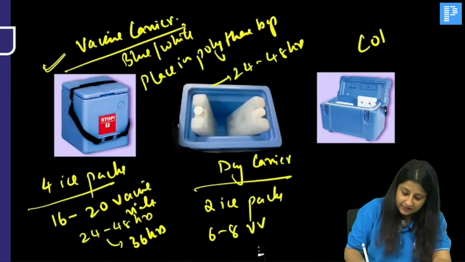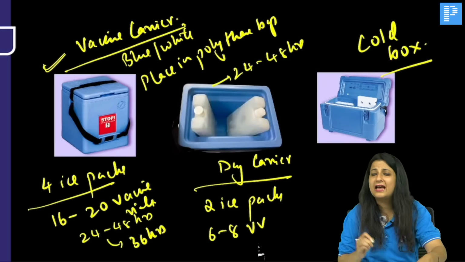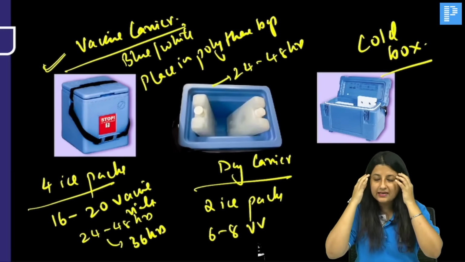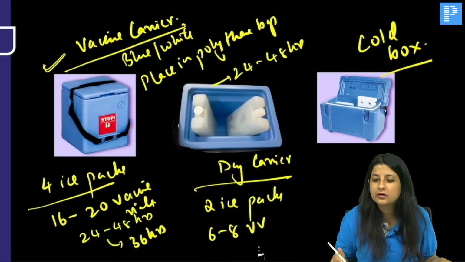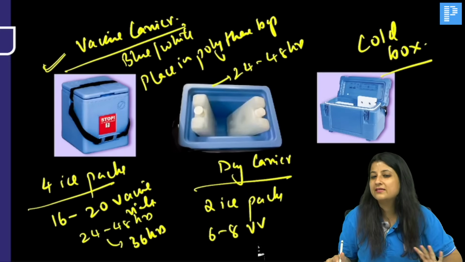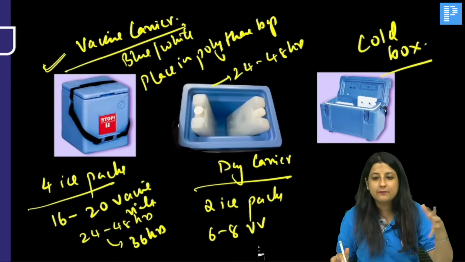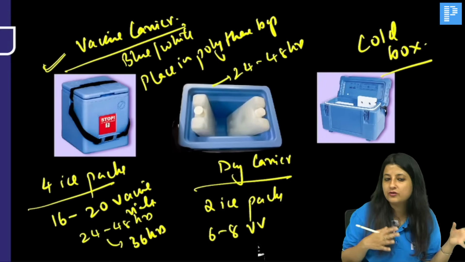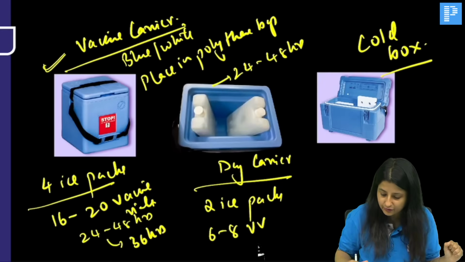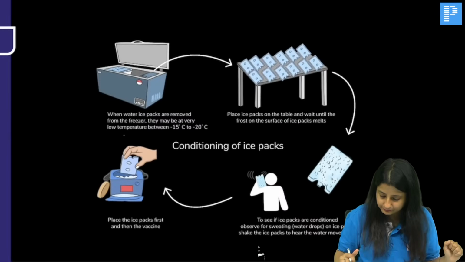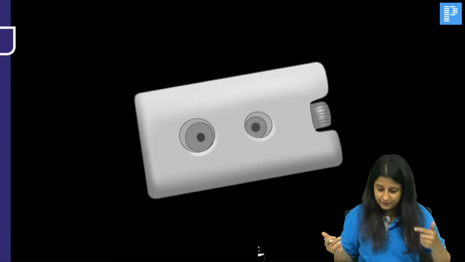This, on the bigger side, is a cold box, guys. This can maintain temperature. It can carry a lot of vaccine vials and it can maintain the temperature up to 96 hours as well, 72 to 96 hours. We take vaccines in a cold box right from the site of manufacturer to the site of use, everybody. Clear?